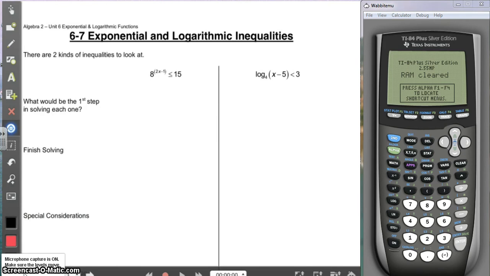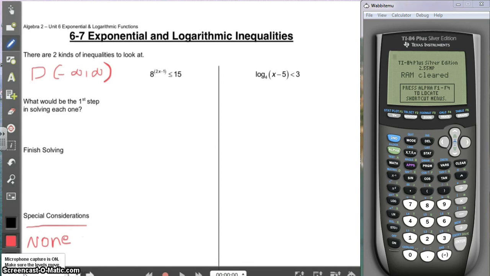Now before we answer that question, let's remember, every time we have an exponential function, what can x be? What is the domain of exponential functions? The domain is going to be from negative infinity to infinity. So that's why we don't have any special considerations, because x can be any number. How about just writing none? Much simpler. Okay, none. Now what would be the first step in solving each one of them?